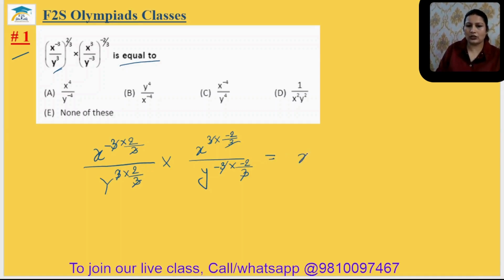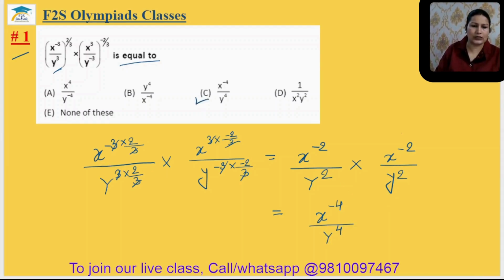Okay, now x to the power minus 2 multiply by minus 1 upon y to the power 2 into x to the power minus 2 upon y to the power minus 2 multiply by minus 1, so 2. So we can see x to the power minus 2 into x to the power minus 2. So powers will be added. X to the power minus 4 upon y to the power plus 4. So this is in your option number C. The first answer is option C.